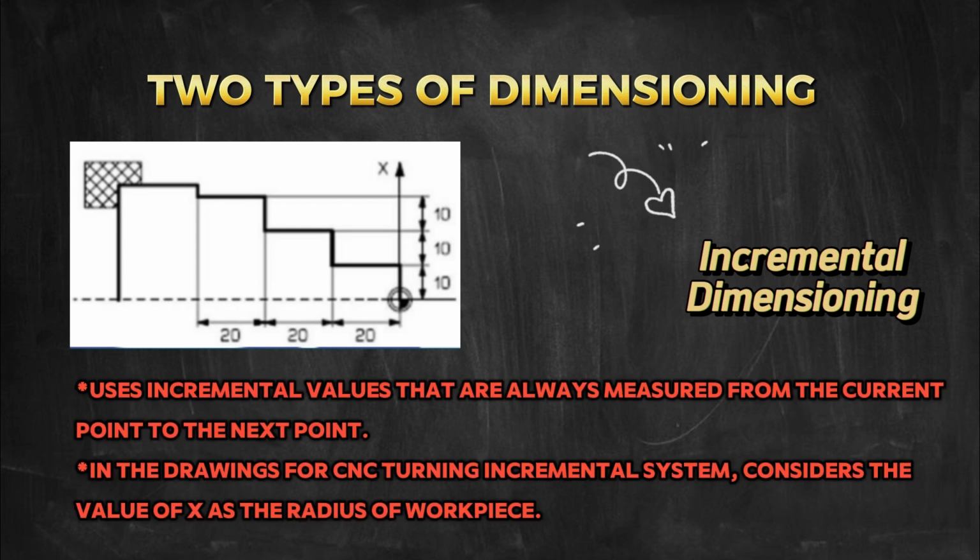We move to the second one, incremental dimensioning. Incremental dimensioning uses incremental values that are always measured from the current point to the next point. Note that in drawings for CNC turning, the incremental system considers the value of X as the radius of the workpiece.